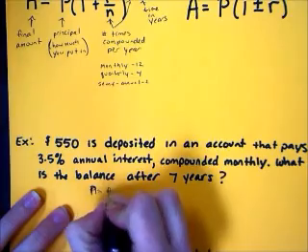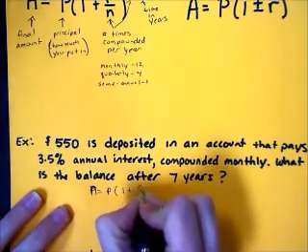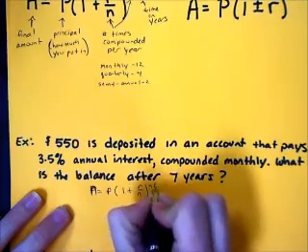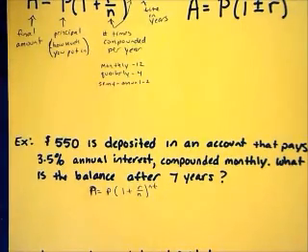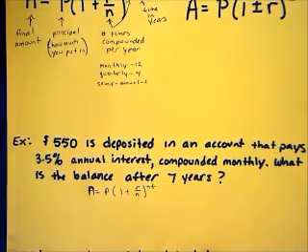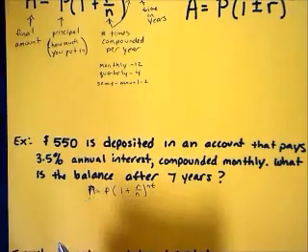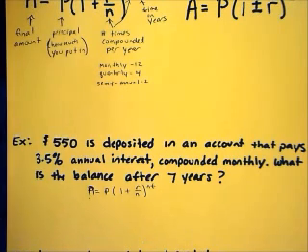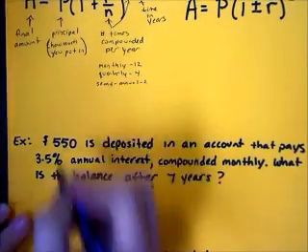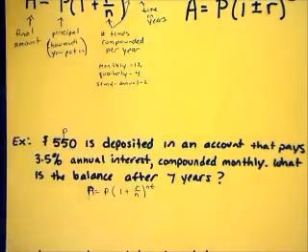So I'm going to see if we can fit all of this in here. So we're going to look at our equation. A equals P times 1 plus R over N, to the NT. A is your final amount. That's what we're looking for. P is how much you put in, or your principal, your initial amount.